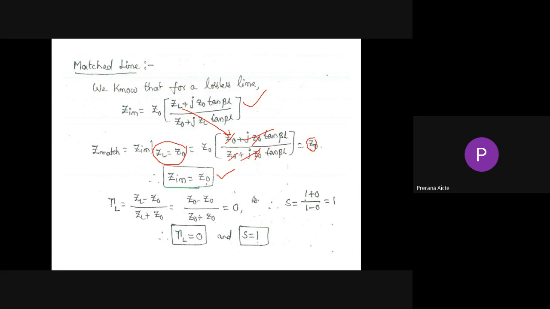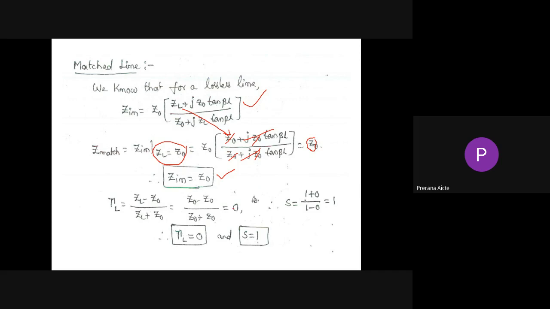You can also apply this condition to the general expression of the reflection coefficient. The general expression is delta L equals Z of L minus Z naught divided by Z of L plus Z naught. Now I can substitute Z of L equals Z naught. What will happen? The numerator itself is 0, since Z naught minus Z naught equals 0. So the reflection coefficient is equal to 0. The waves cannot be reflected back.